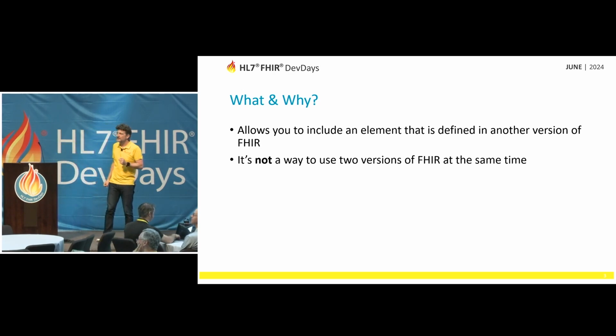Well, cross-version extensions, as I already hinted, allow you to include an element from another version of FHIR into your version of FHIR. So you're using R4, and you see something really cool in R5, and instead of having to say, I need to switch to R5, or I have to wait until my country switches to R5, you can actually use that R5 element in your R4 instances. So it's not a way to use two versions of FHIR at the same time. It won't allow you to have a search that returns a bundle with R4 and R5 stuff in it. No, you're firmly in a version of FHIR, but you're using elements from another version of FHIR.